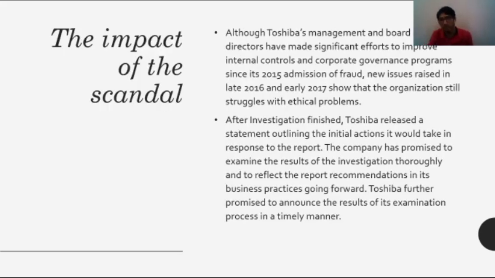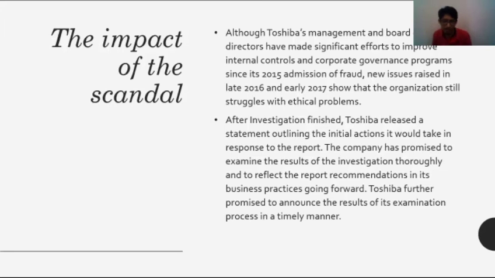As for the impact of the scandal, although Toshiba management and the board of directors have made significant effort to improve internal controls and corporate governance programs since its 2015 admission of fraud, new issues raised in late 2016 and early 2017 showed that the organization still struggles with ethical problems. After the investigation finished, Toshiba released a statement outlining the initial action it would take in response to the report. The company promised to examine the result of the investigation thoroughly and to reflect the report's recommendations in its business practice going forward. Toshiba further promised to announce the result of its examination process in a timely manner.